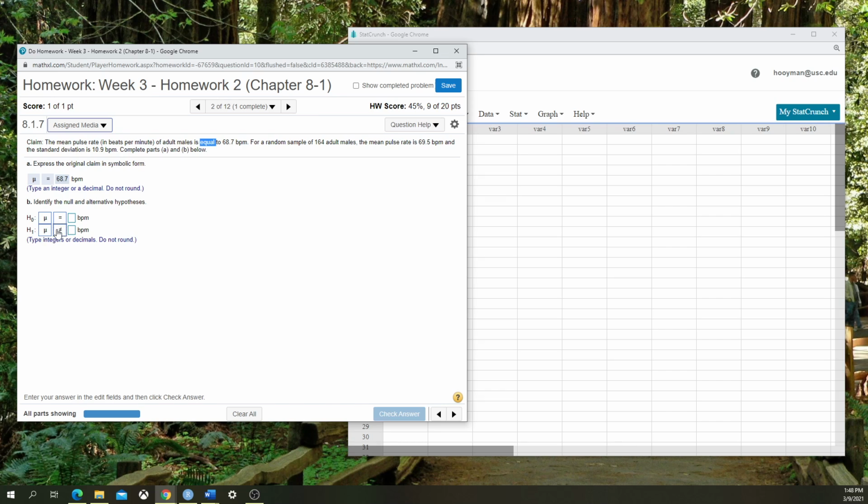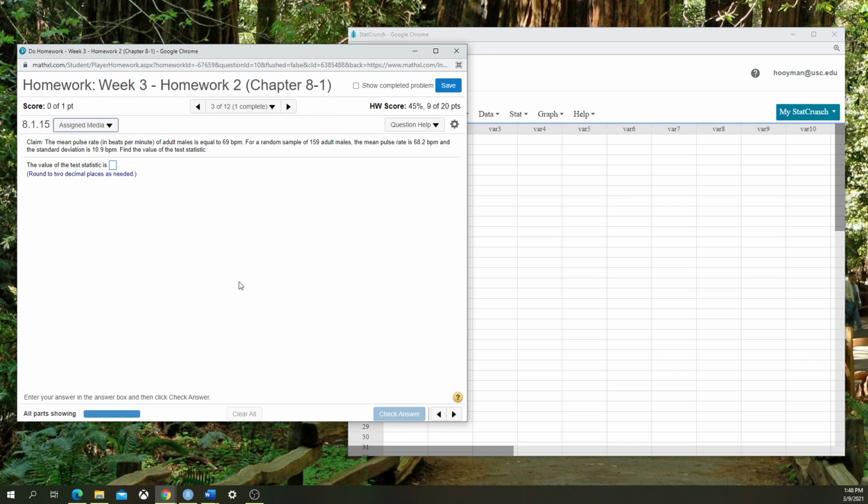This is the one where the symbol can change a lot. It could be greater than 68.7 or less than 68.7, and that's where we have to read the question very carefully to make sure we're using the correct symbol. Now, beats per minute. Same thing for each. Really only one thing should be changing between your null and your alternative hypothesis. You're basically comparing these two things here. These should be the same, these should be the same.